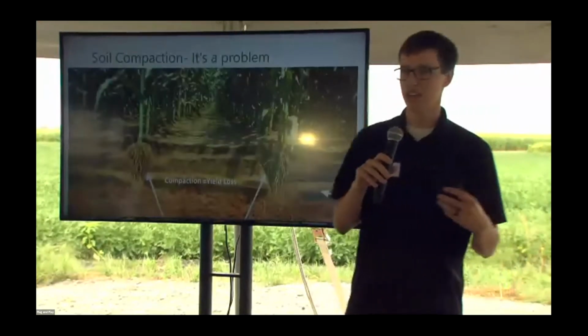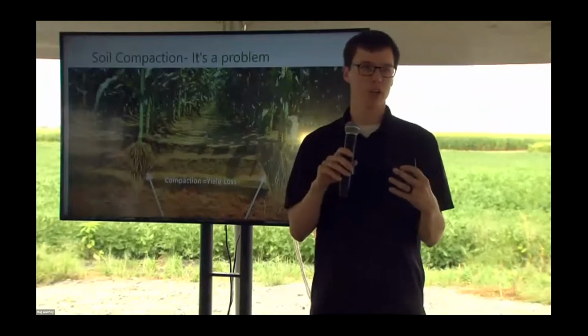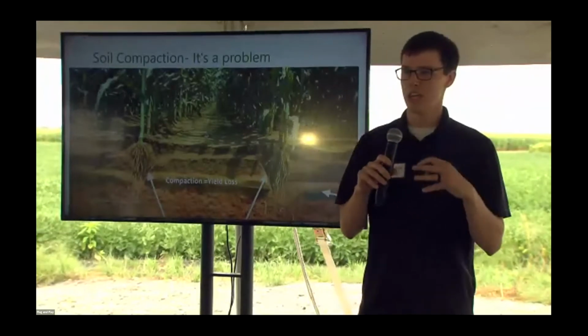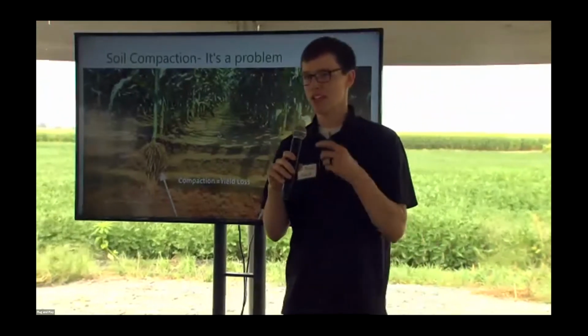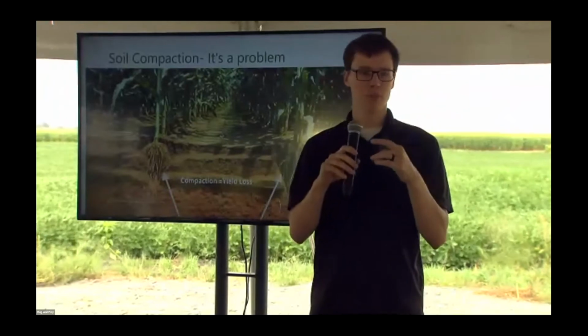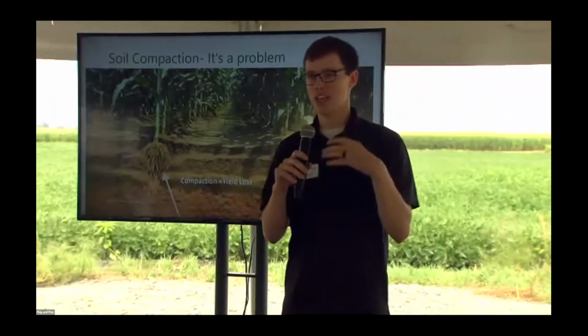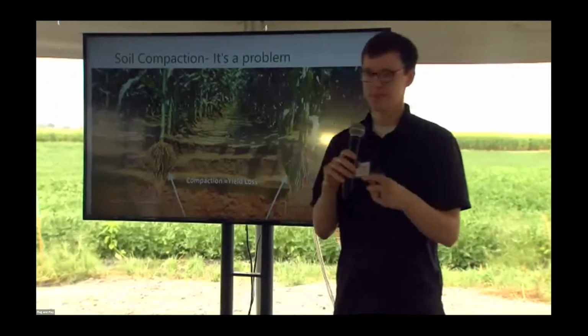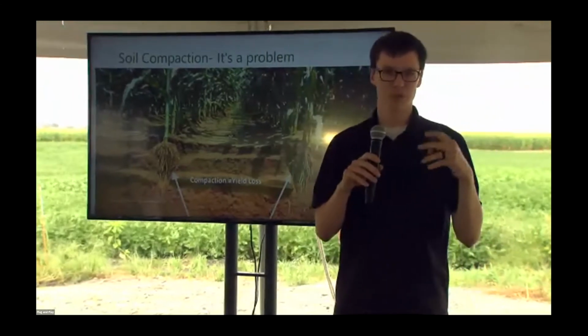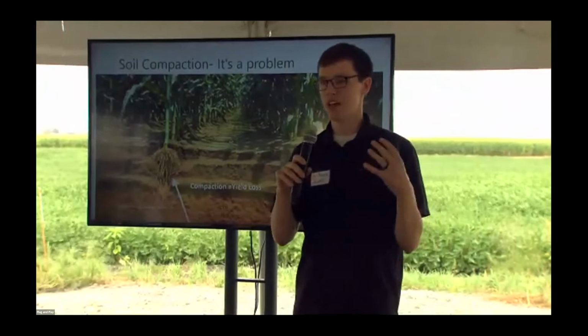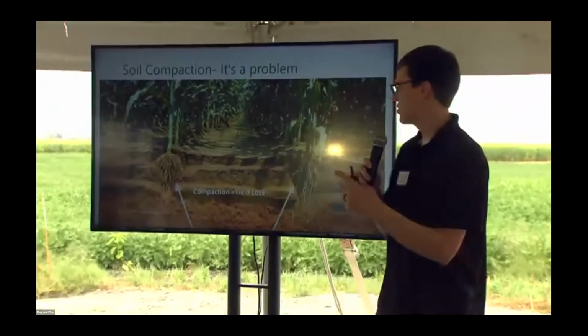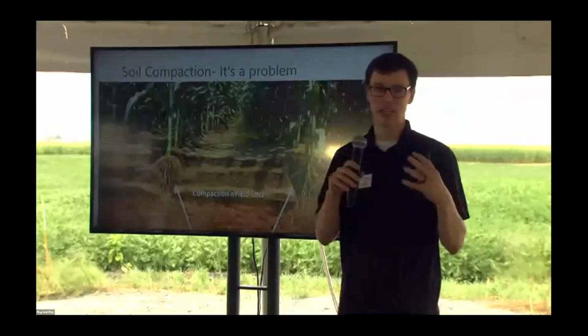So first of all, compaction. I'm sure everybody here has an idea of what compaction is, but in its simplest form, it's the reduction in pore space between soil particles, which then increases the bulk density of soil. This is problematic as it reduces drainage. You can have pooling in the fields. As you can see here, root growth can certainly be limited by compaction.